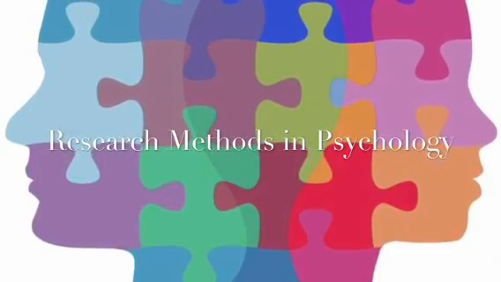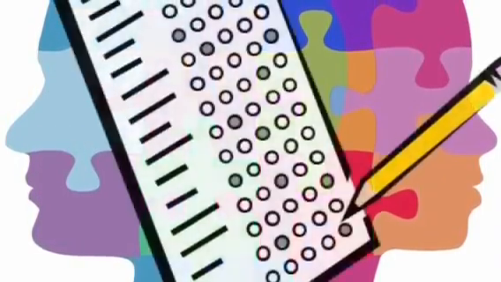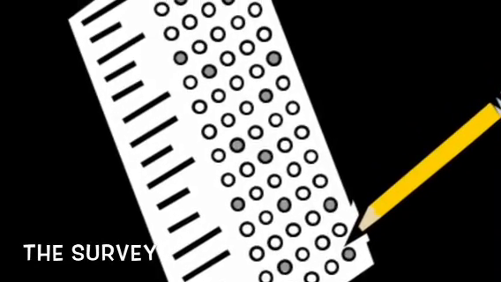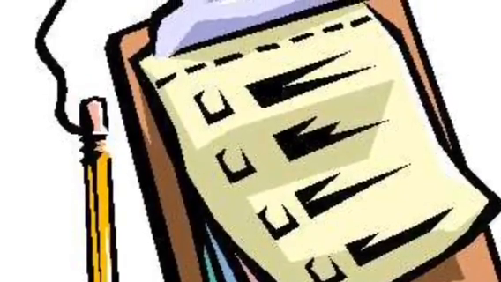Hello. Today we're going to be talking about research methods in psychology. And jumping in, we're going to be talking about the survey. A survey is a technique used for obtaining the self-reported attitudes or behavior of a particular group or a population.